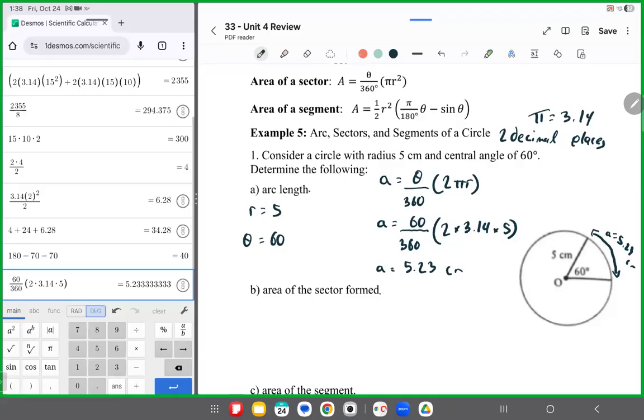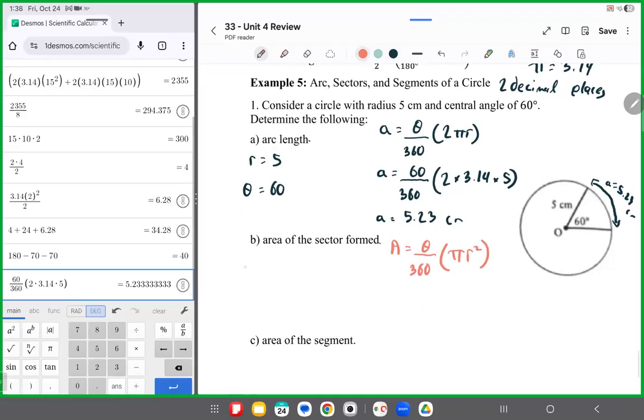Okay, what about the area of a sector? Well, the area of a sector is capital A equal to theta divided by 360 degrees multiplied by pi r squared. And again, it's worth noting that r is still equal to 5, and the central angle is equal to 60 degrees. And so this area will be equal to 60 divided by 360 multiplied by 3.14. Instead of the radius, we write 5 to the power of 2. So this area will be equal to.